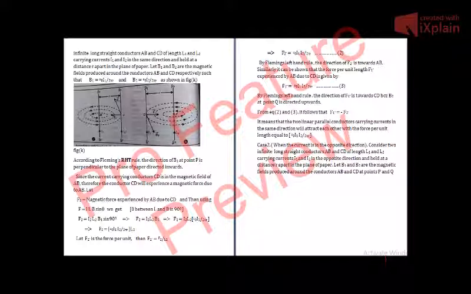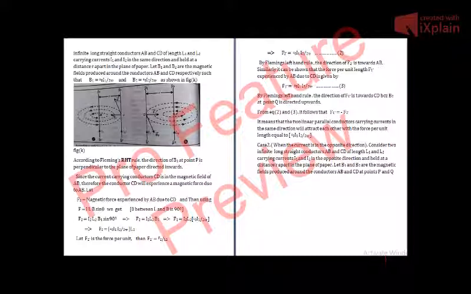Now by Fleming's left hand rule, the direction of F2 dash is towards AB. We know that Fleming's left hand rule tells us if the current is in the direction of the center finger and magnetic field is in the direction of the first finger, then the force will be in the direction of the thumb. But we have to keep them mutually perpendicular to each other. You apply this, and you will see yourself that F2 is directed towards AB.